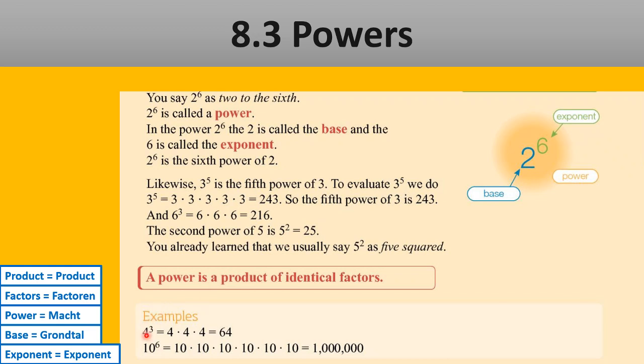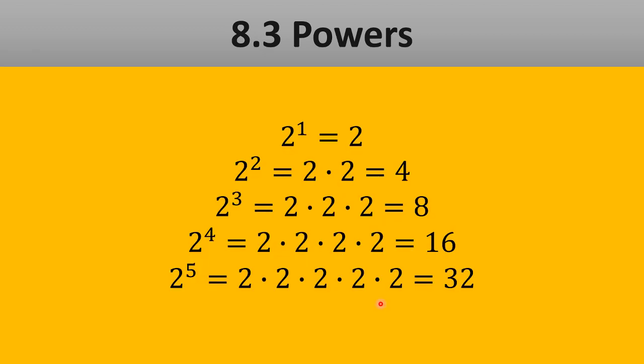4 to the 3rd power means 4 times 4 times 4. 10 to the 6th means 10 times 10 times 10 times 10 times 10 times 10. And this is a lot shorter than writing it all out. This will come back in paragraph 8.4 as well. 10 to a power, we like it a lot because it helps us in scientific notation.